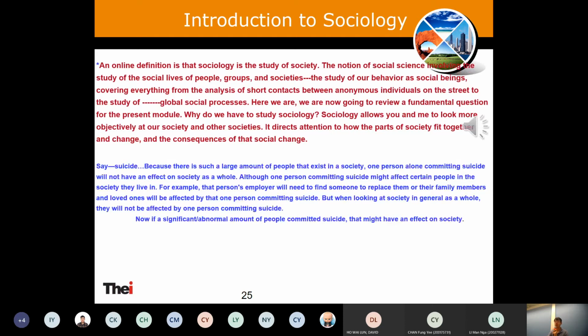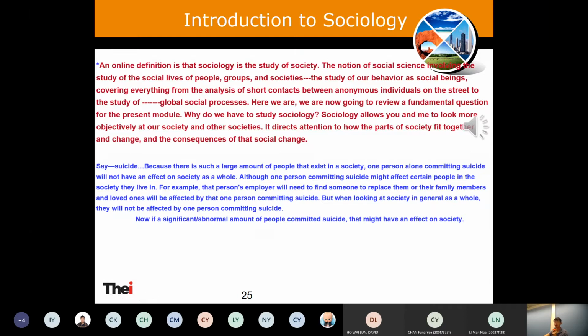this connection. When we talk about sociology, actually, we can base it on some of our social phenomena. For example, say suicide. Because there is such a large number of people in a society, one person alone committing suicide will not have any effect on society as a whole, okay? To begin with, without any intention to make a connection with the current affairs of Hong Kong, okay? This is just an example.